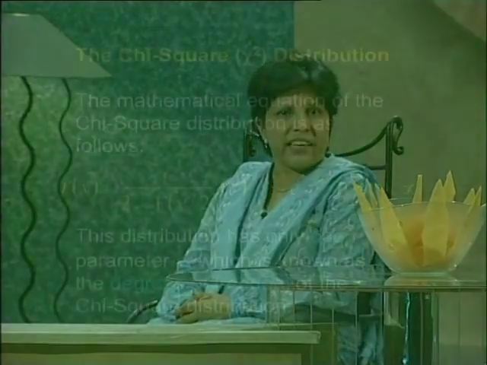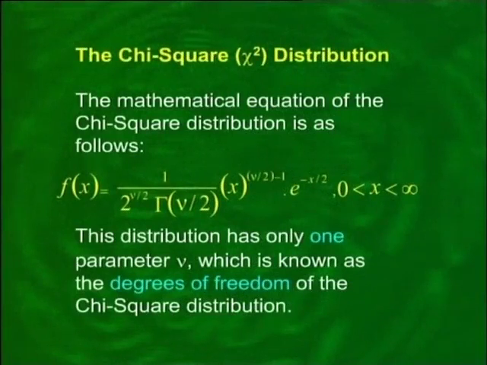As you now see on the slide, the mathematical equation of the chi-square distribution is f of x is equal to 1 over 2 raised to nu by 2 into the gamma function, gamma of nu by 2, and this whole quantity multiplied by x raised to nu by 2 minus 1 multiplied by e raised to minus x by 2, and this whole equation is valid for x lying between 0 and infinity.